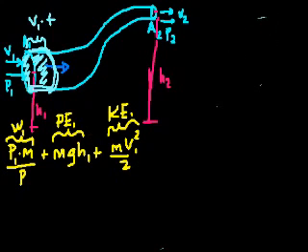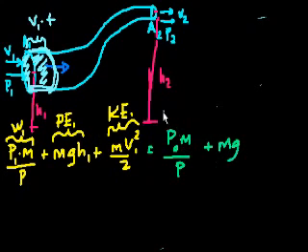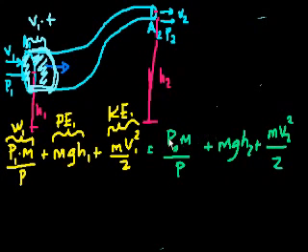So this is going to be equal to the same thing on the output side, right? So this is going to be equal to the work out, so that'll be the output pressure times the mass divided by the density, plus the output potential energy, which will just be mgh2, plus the outbound kinetic energy, which would be mv2 squared divided by 2. And I just realized I'm out of time, so I will continue this in the next video. See you soon.